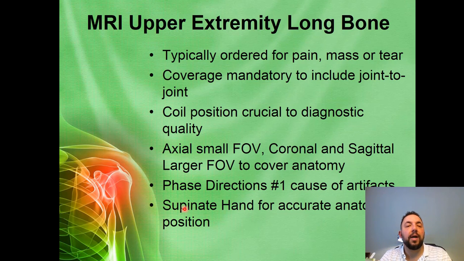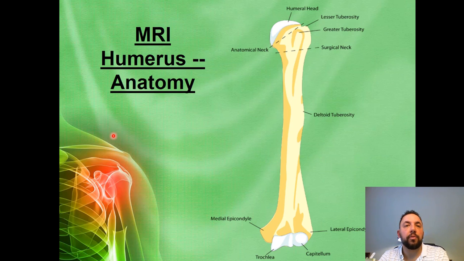Anatomically speaking, we do have to supinate the hand for accurate anatomical position, so please be mindful of your patient comfort and speed when going through an exam like this. Again, coverage from joint to joint usually requires either a dual flex coil setup. On a digital system, you can put a flex coil in the posterior table underneath the patient, or you would require a body coil or a torso coil to cover this much ground.